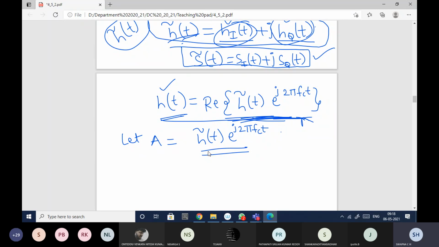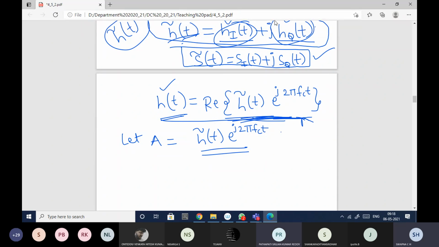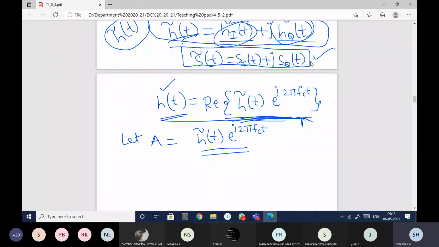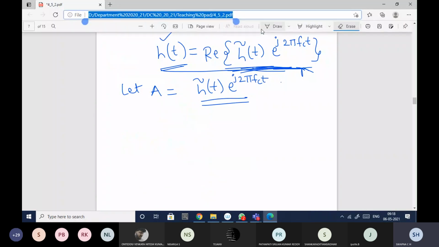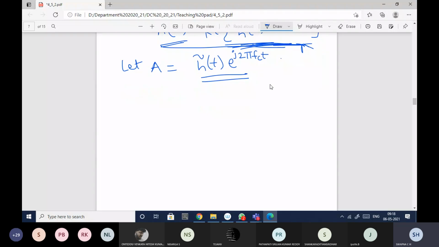Can anybody tell me whether this will be the complex number or the real number after expansion? Complex number in the sense A plus JB form. Can anybody tell me this? Complex. It's a complex number. Okay, so what I'll do, I'll just show you one small analysis here. Let A is equal to A plus JB.